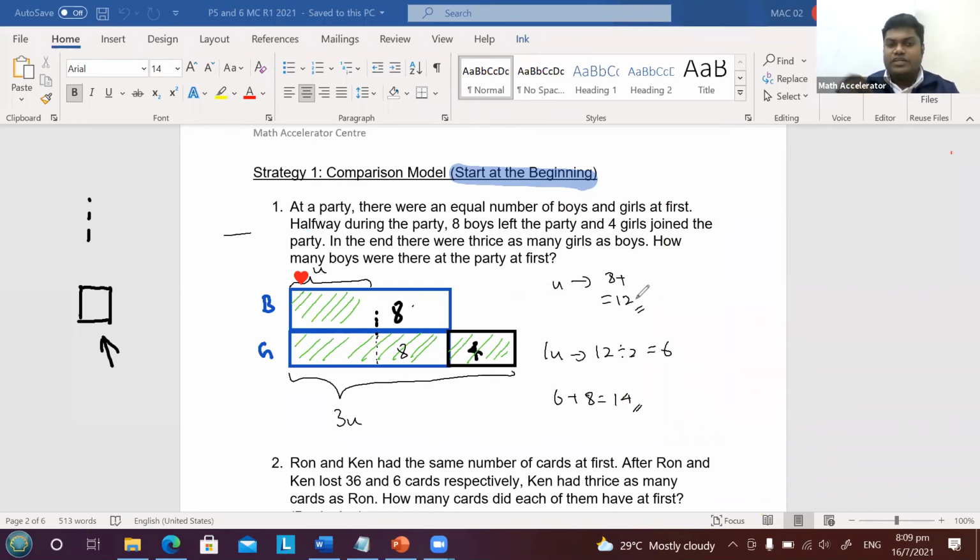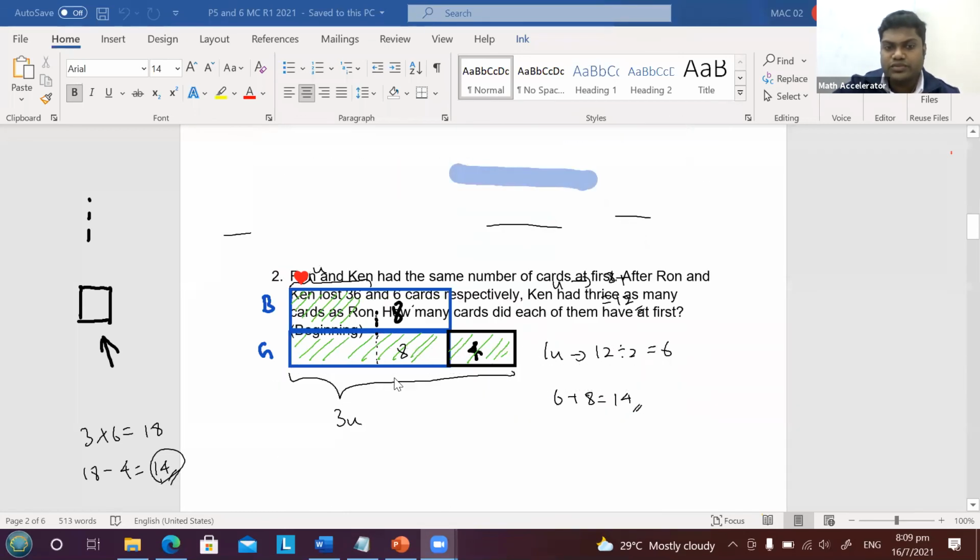So this kind of questions, you can never go wrong. Why? Because there were an equal number of boys and girls at first, right? So you can go and test for girls as well. So girls was 3 units. 3 times 6 equals 18. If you take 18 minus 4, you will get 14. Done. This is how you test for your answers, okay? So now let's go to question number 2.